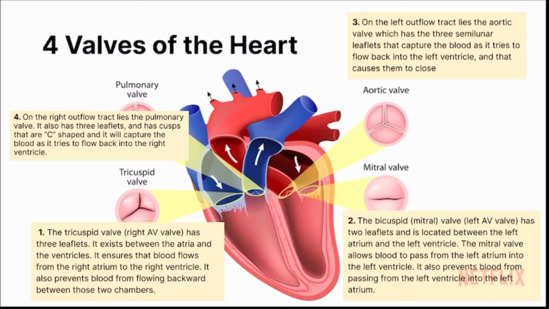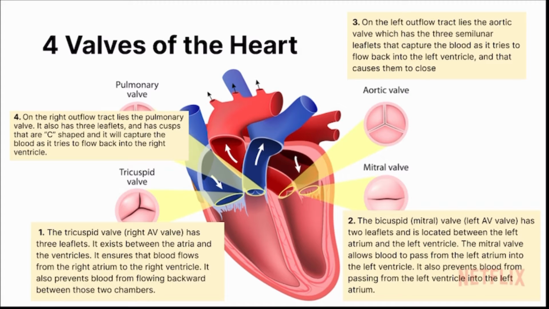When the right atrium fills and its pressure is higher than the right ventricle, the tricuspid valve opens, letting blood into the right ventricle. Then the right ventricle contracts to send blood to the lung. The tricuspid valve closes tightly so that blood does not go backward into the right atrium.